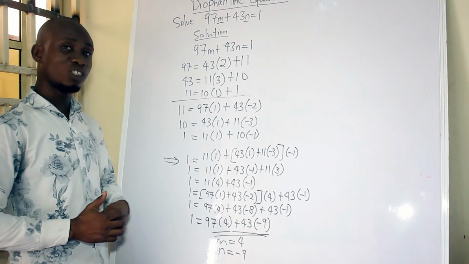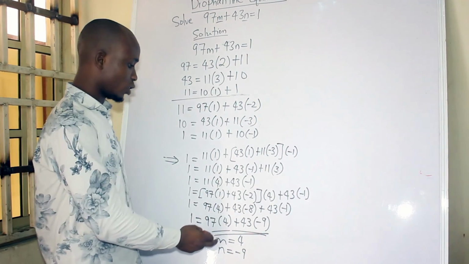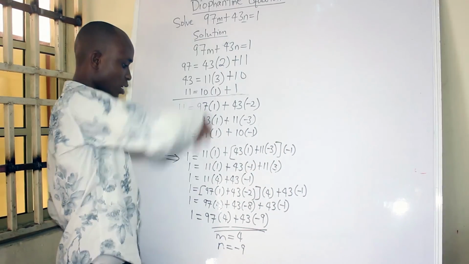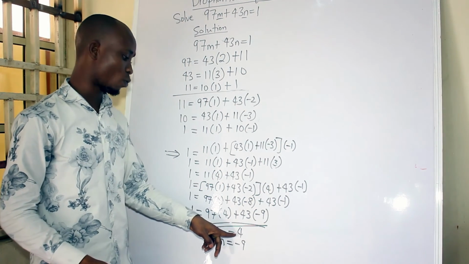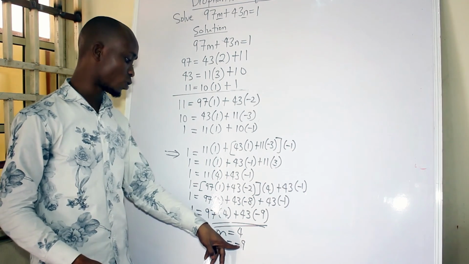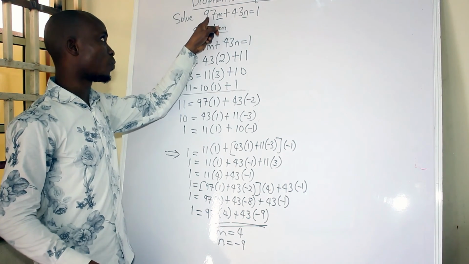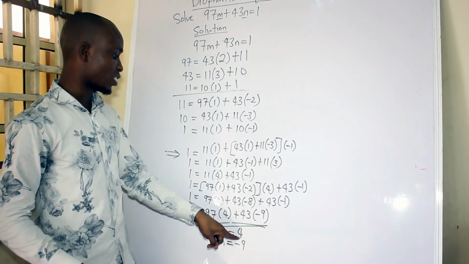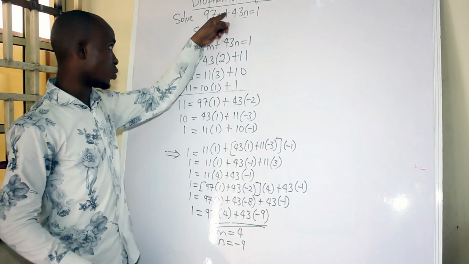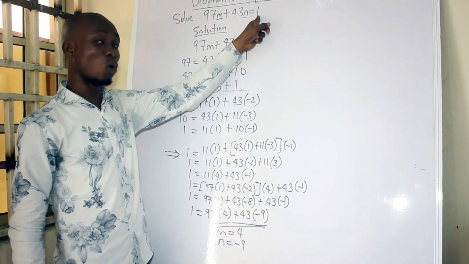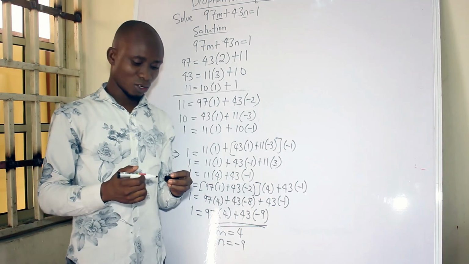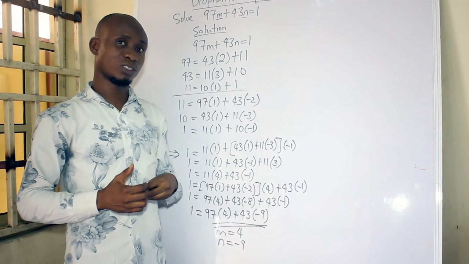And at the end of the day, when you substitute these values m equals 4 and n equals minus 9, when you multiply 97 by 4 plus 43 by minus 9, we are going to obtain 1, which is the greatest common divisor.